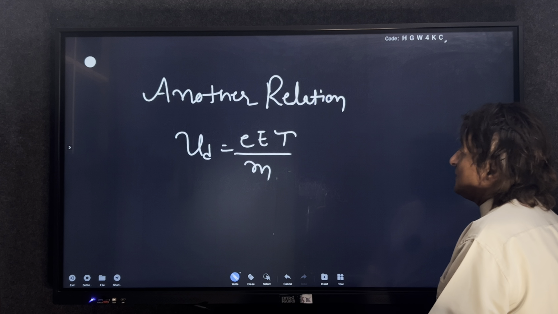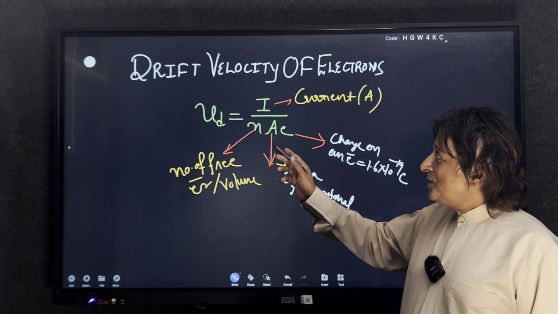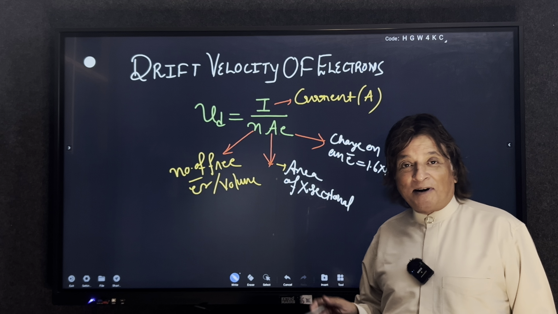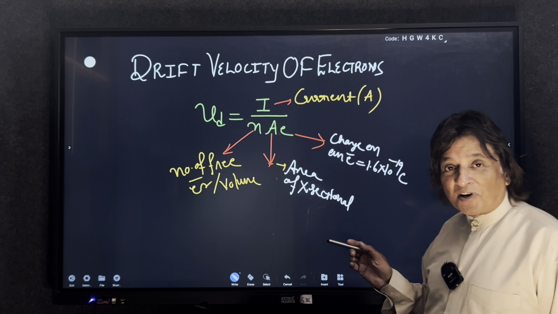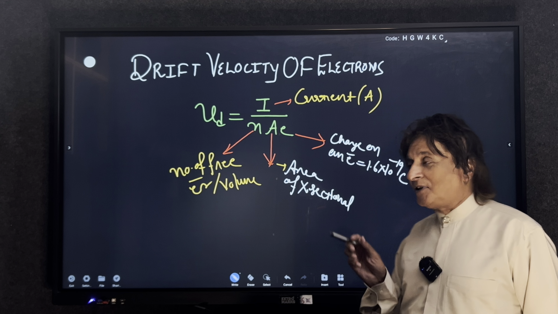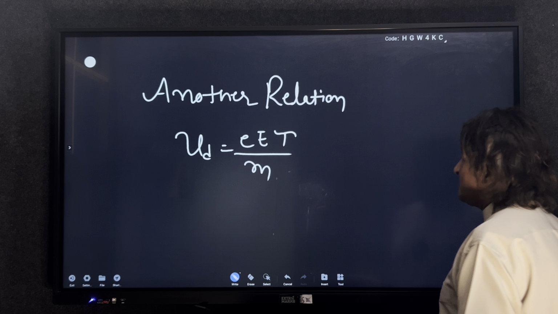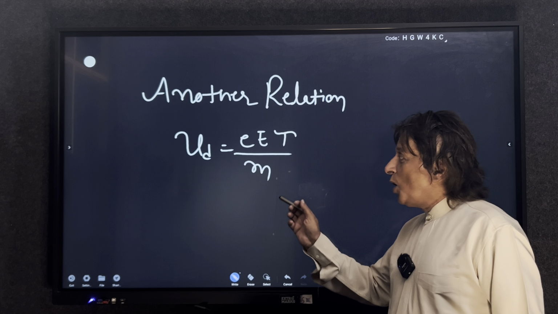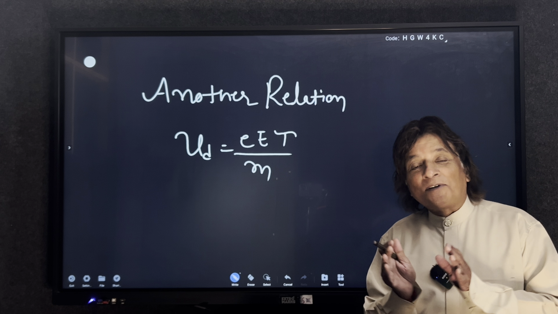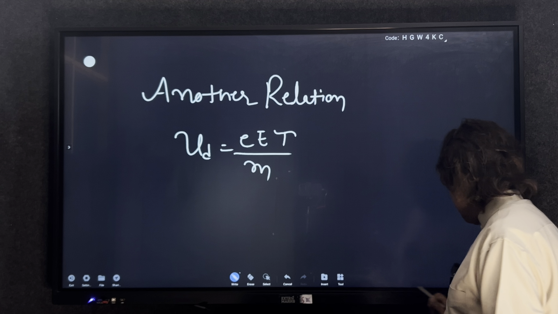The concept is basically the drift velocity Vd equal to I upon nAe. This is the formula. n is the number density, A is the area of cross section of the conductor, e is the charge on the electron, 1.6 times 10 to the minus 19 coulomb, I is the current in ampere, and another formula is Vd equal to eEτ by m. E is the electric field, τ is the relaxation time, the time between two collisions, and m is the mass of the electron, Vd is the drift velocity.